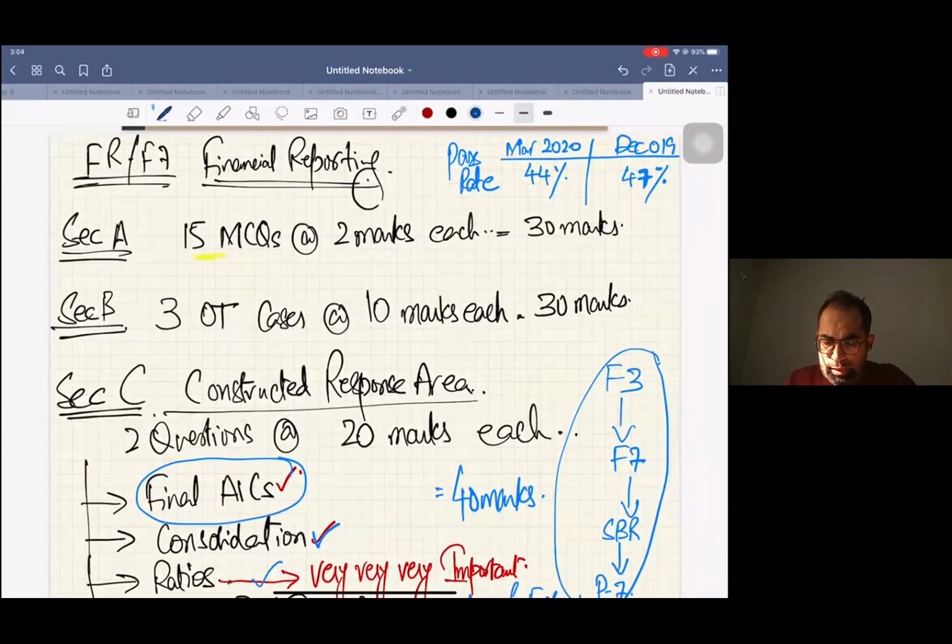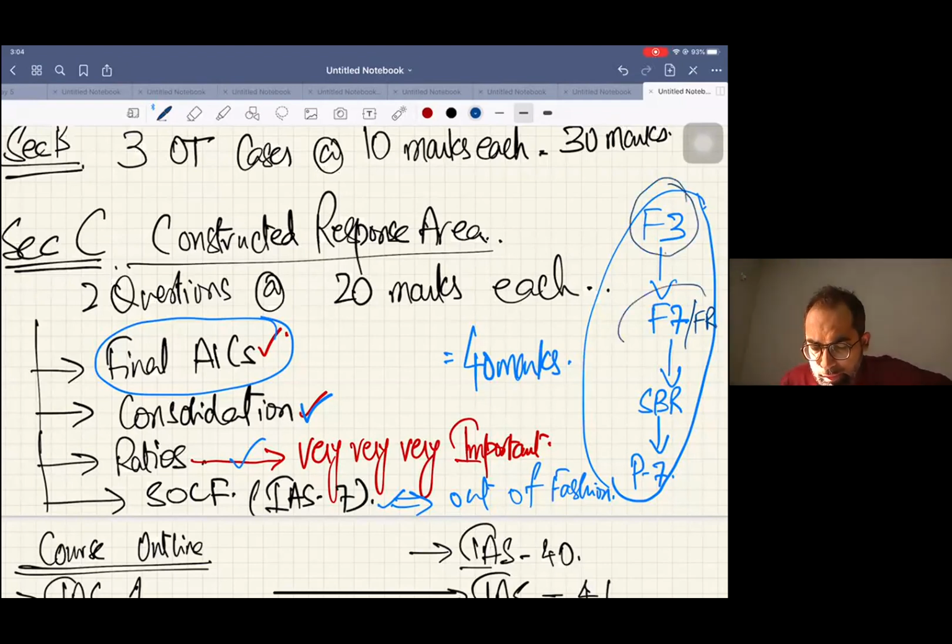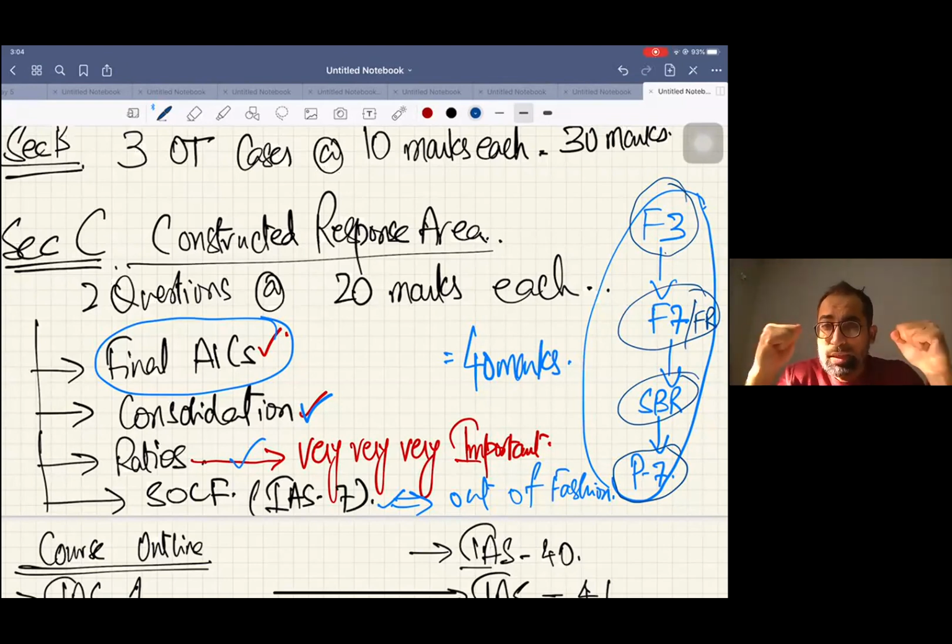Financial reporting F7 or FR is the continuation of F3. Students first do F3, then FR, then SBR, and then P7. P7 is basically AAA. So this chain is connected. If you want to excel in SBR and P7, you must have an excellent grip in F7 or FR.